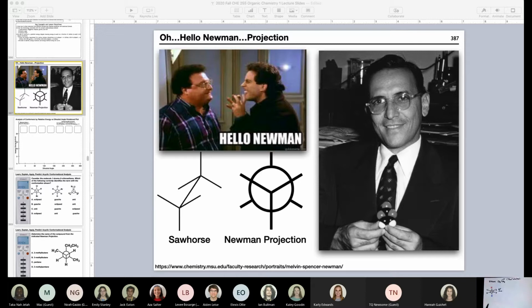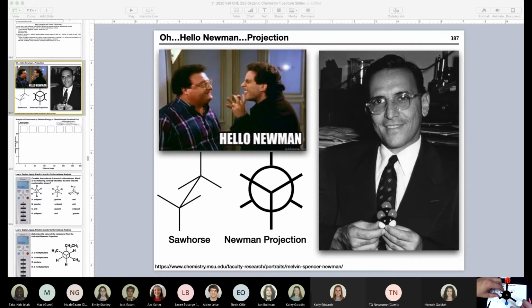So maybe I really can't get this document camera to get everything in the frame. But here's the flat drawing. Here's the model that we can use, so we're looking down the carbon-carbon axis. There's a red hydrogen, there's a blue.